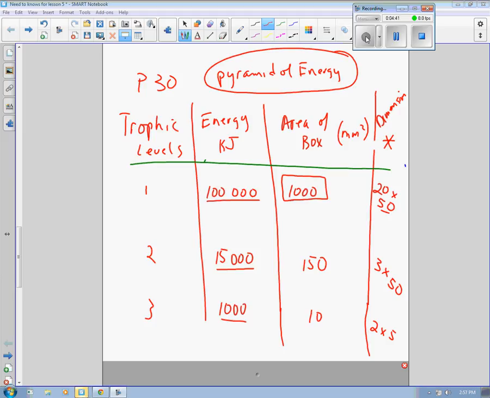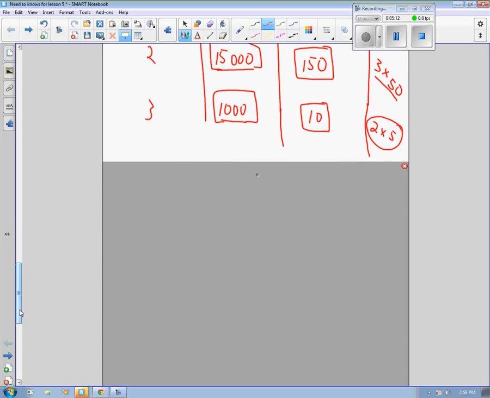And then below the next one, in the second trophic level, there's 15,000 kilojoules of energy. So keeping that ratio the same now, this box becomes 150 millimeters squared. There's some dimensions for that one. And then in the third trophic level of 1,000 kilojoules of energy, the area of that box is 10 millimeters squared. Dimensions could be 2 by 5, and then you would go ahead and draw that.